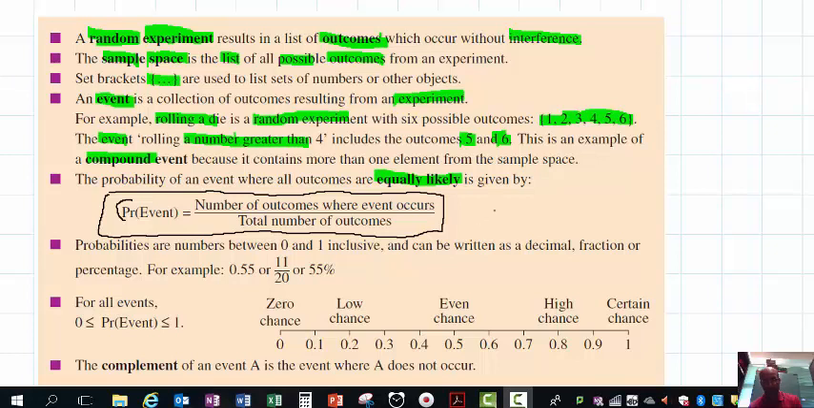Sometimes we use shorthand, and instead of probability of an event we just put capital P, and if we're rolling a number greater than 4, like that example, we might just use some math symbols to keep it short, and we would write it like that. Bit of shorthand.